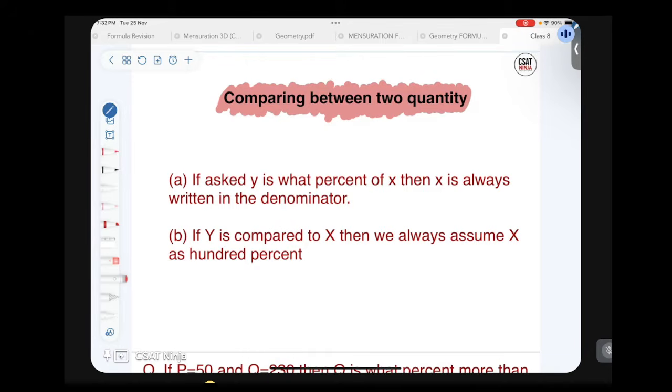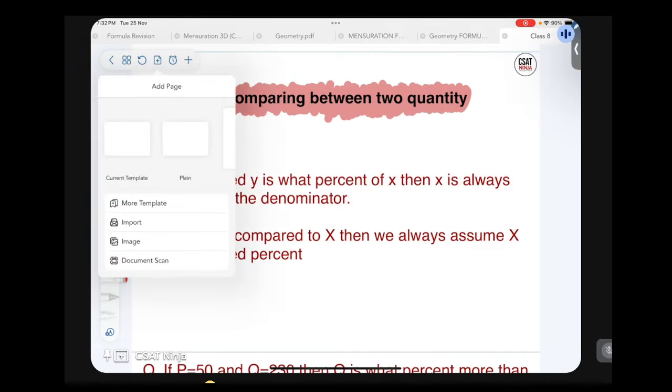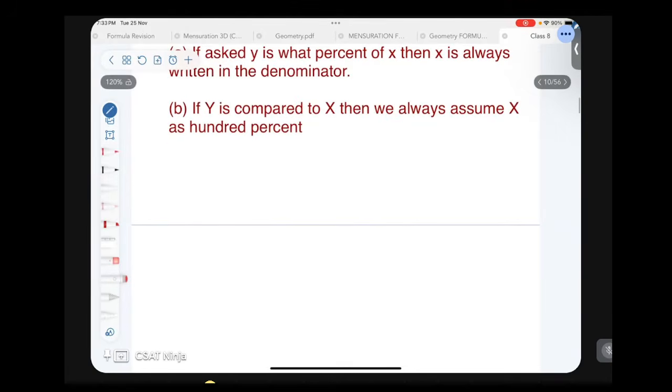Now, in data interpretation, what we do is we compare two quantities most of the time. Try to understand this carefully. If asked y is what percent of x, then x is always written in the denominator. What do we mean by this? I'll just insert a slide and discuss this.